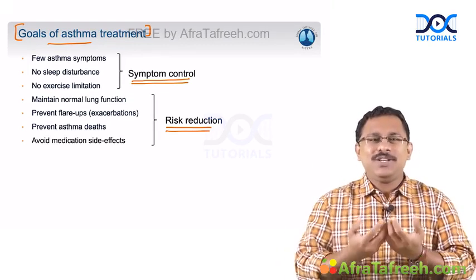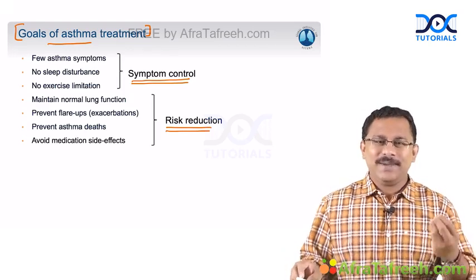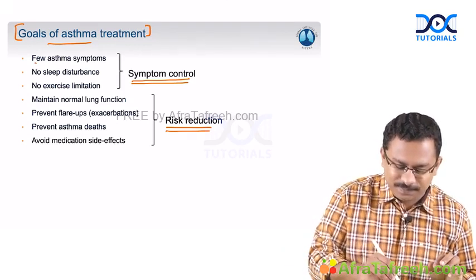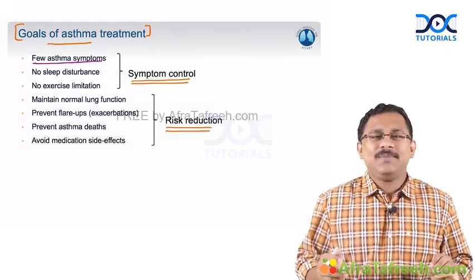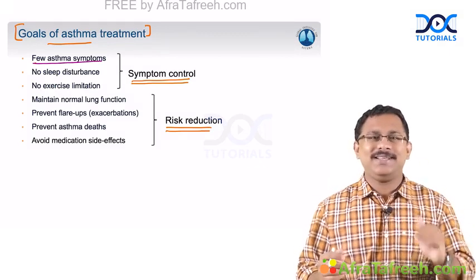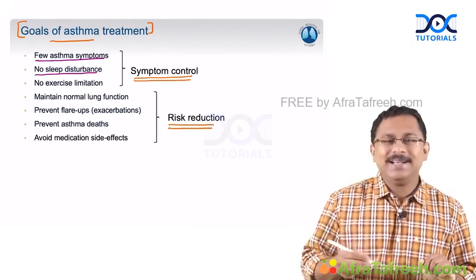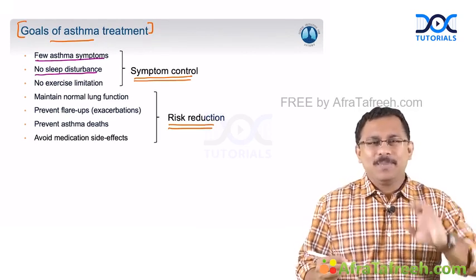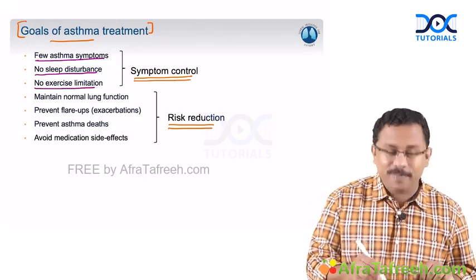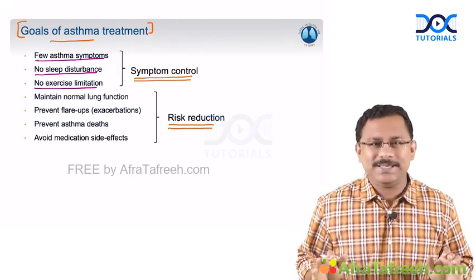So just going more into it, when you treat a patient with bronchial asthma, you definitely want to have the patient with very minimal symptoms. So few asthma symptoms and no sleep disturbances, because many a time you might have an asthma exacerbation disturbing the sleep and you do not want to affect the sleep of the individual. The bronchial asthma should not cause any exercise limitation in the patient. So these are the main symptom control measures.